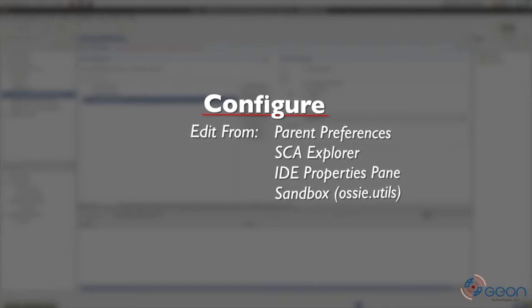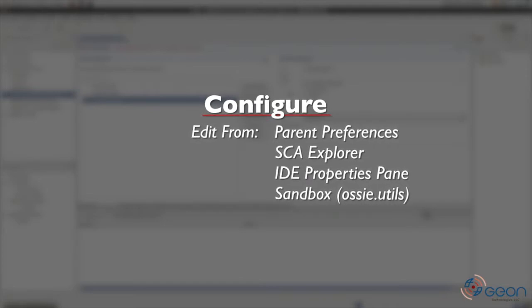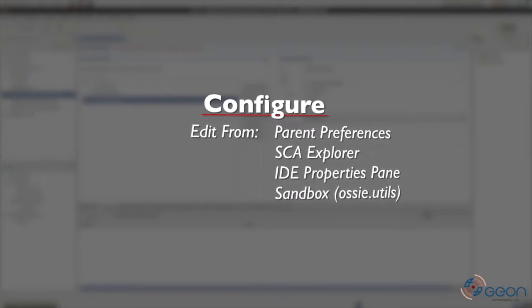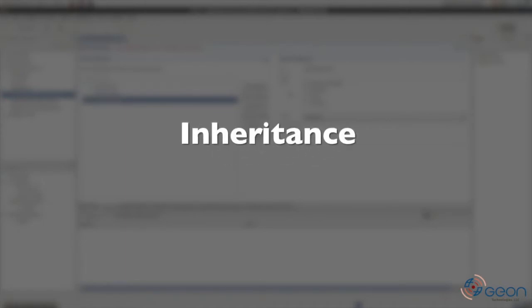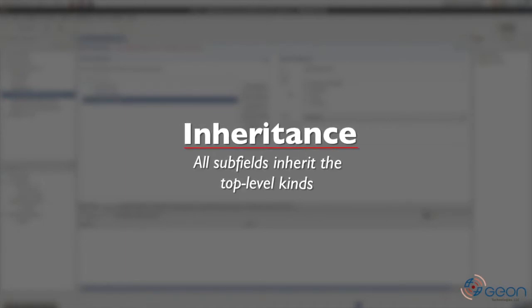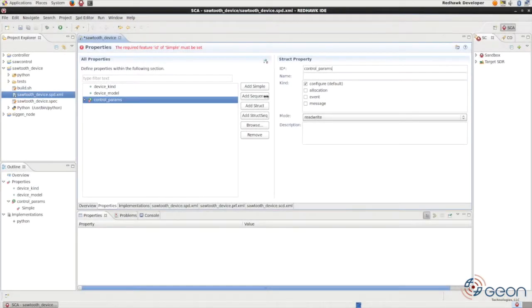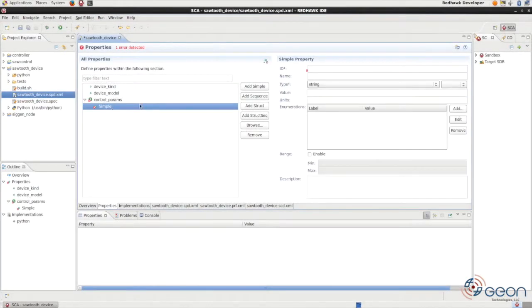This kind indicates that the property's value can be set as part of the parent node or waveform preferences, as well as at runtime from the SCA Explorer, the IDE, or even from the Python Sandbox, as long as it's writable, of course. Since this is a structure, any properties within it are also of the same kind. In this case, we need 2 simple properties: amplitude and frequency. Both should be of type float with initial values of 0.